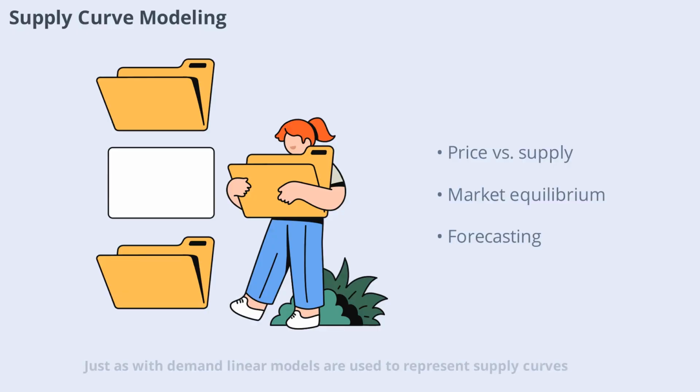Just as with demand, linear models are used to represent supply curves. The supply curve shows how much of a good producers are willing to sell at different prices. Usually, as price increases, so does the quantity supplied. By applying a linear model, economists can estimate how responsive producers are to price changes. This helps in forecasting market outcomes and understanding how changes in costs or technology might shift supply. Linear supply models are essential for analyzing how markets reach equilibrium.